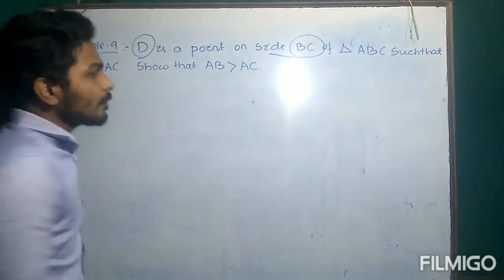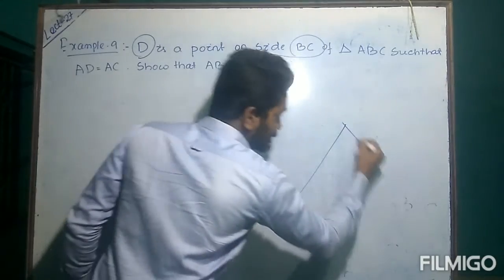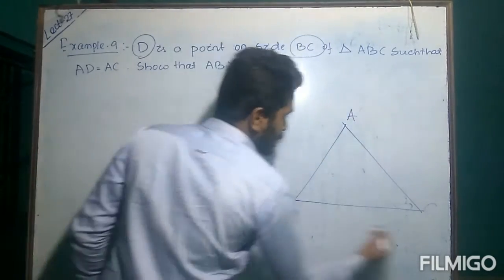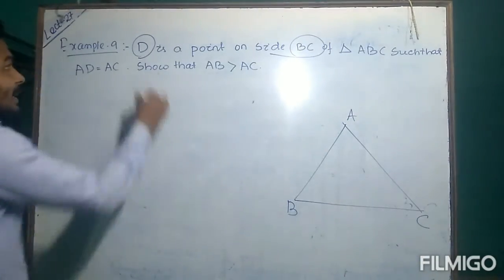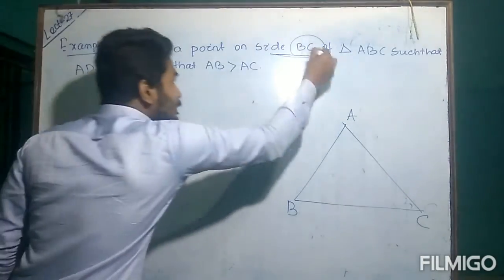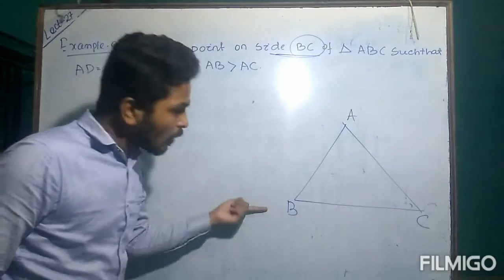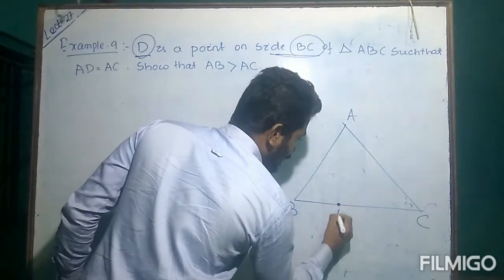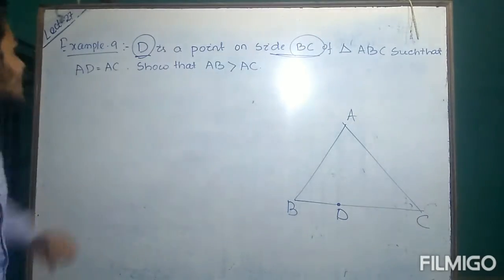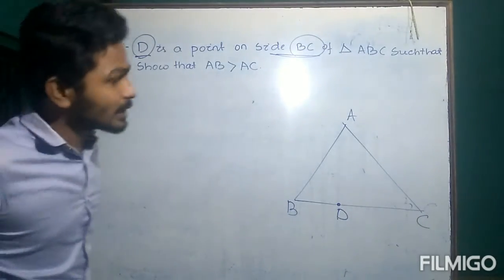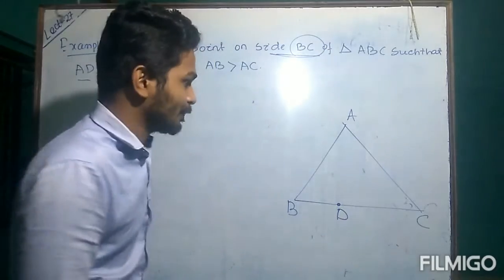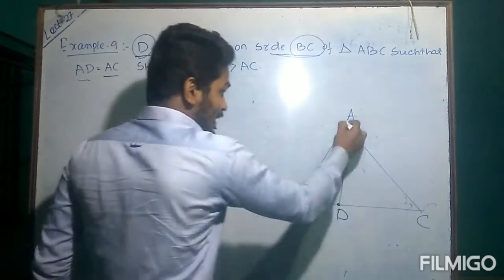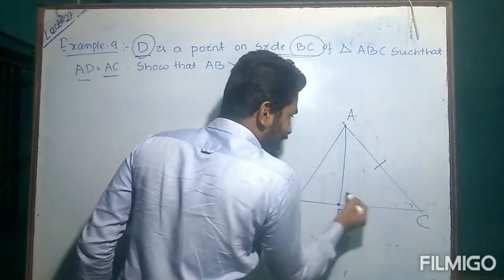Let us first draw the figure. This is the triangle ABC. It is given that D is a point on the side BC. So on this side BC we take a point D, such that AD is equal to AC. AD means we join A with D. So AD is equal to AC, that means this side is equal to this side.